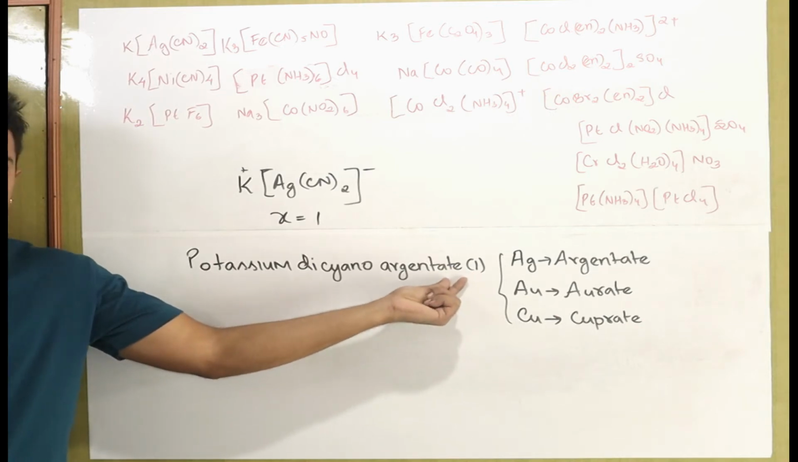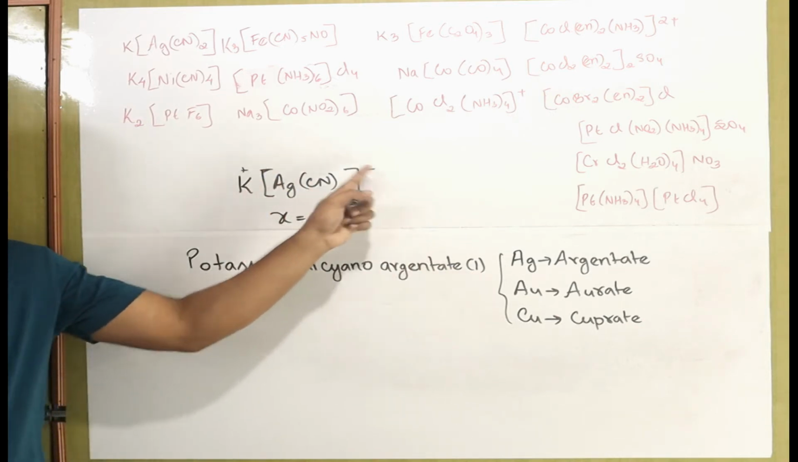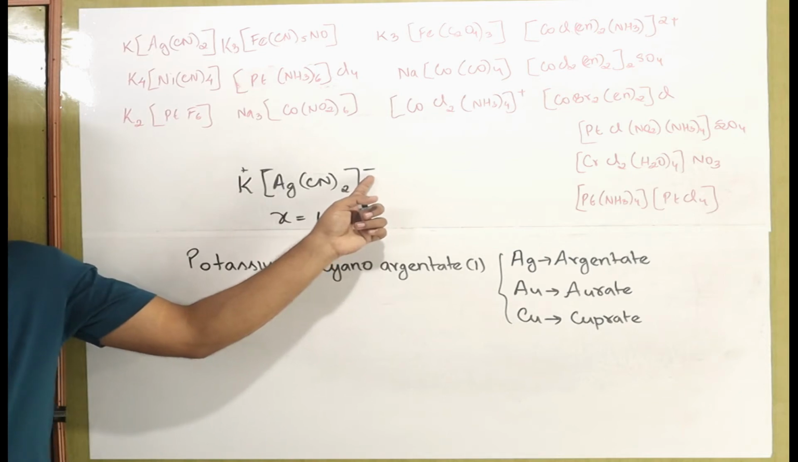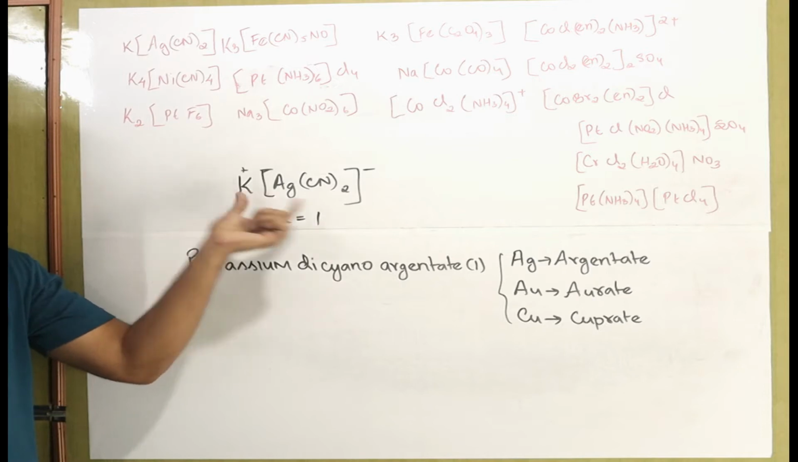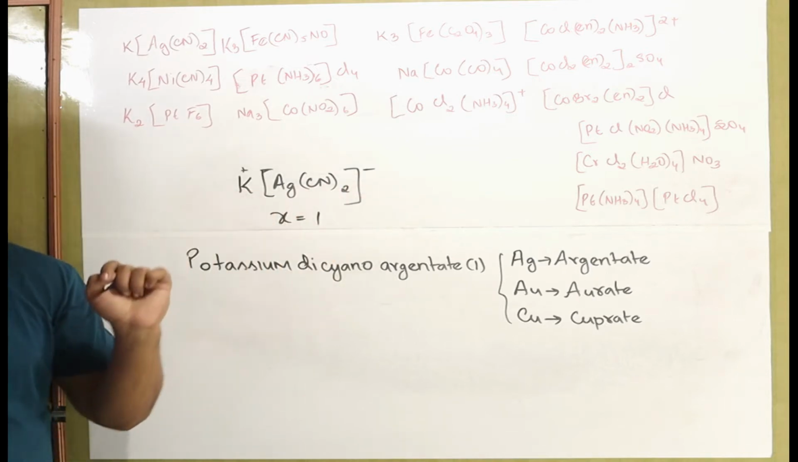So why did we put argentate with ATE? Because the coordination part is negative. Why is it negative? Because the charge of potassium is positive. If this is positive, the coordination part will be negative.